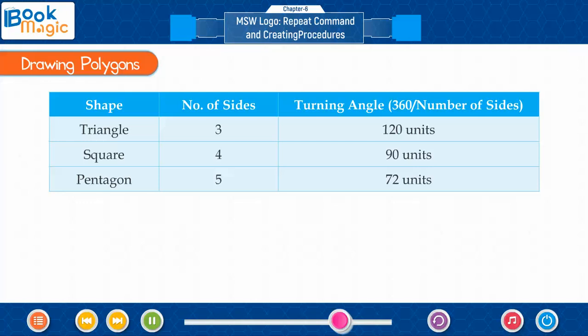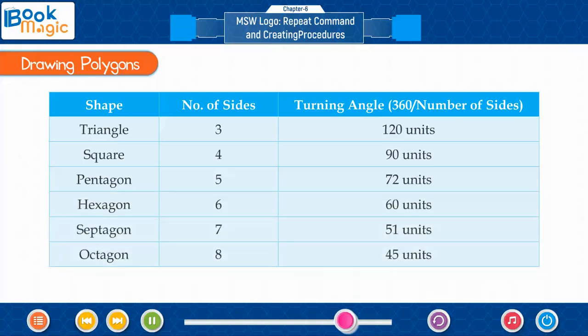Triangle 3, 120 units. Square 4, 90 units. Pentagon 5, 72 units. Hexagon 6, 60 units. Septagon 7, 51 units. Octagon 8, 45 units.